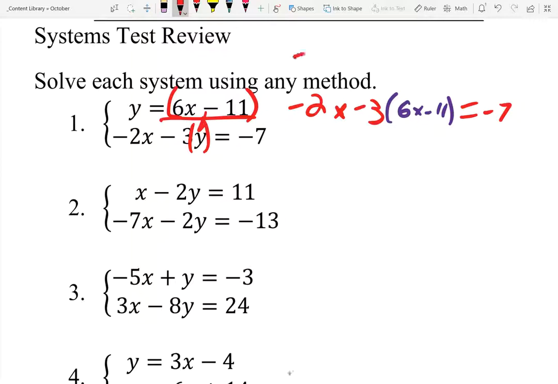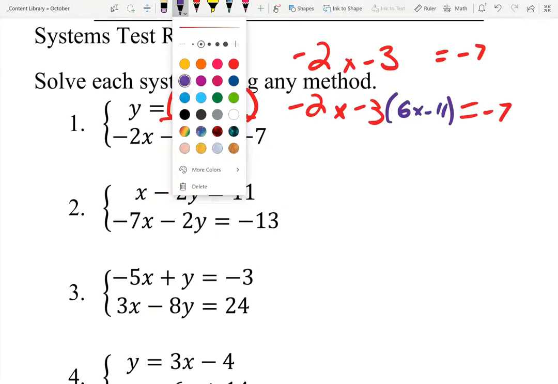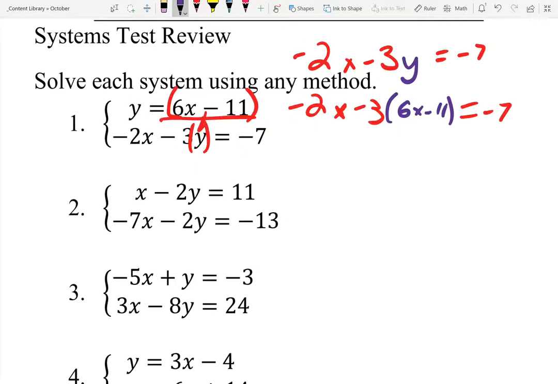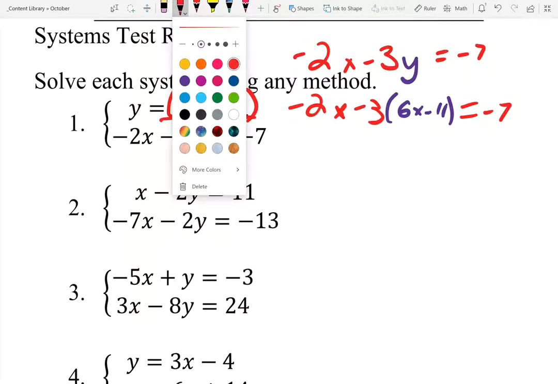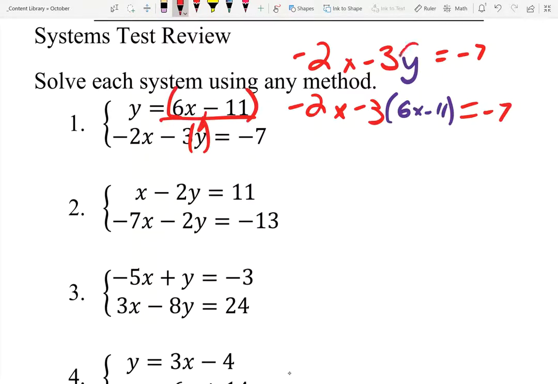So just so you can see this, negative 2x minus 3. I'm going to put y there, but I'm going to put it in a separate color just so you can understand how the substitution method is playing out. I'm writing down the exact same equation that I started with, but you can see that I've substituted what y was with the 6x minus 11. Because now I have an equation here that has no y in it whatsoever. I only have x's in it. So that means that I can now solve this equation. I can figure out what x is.